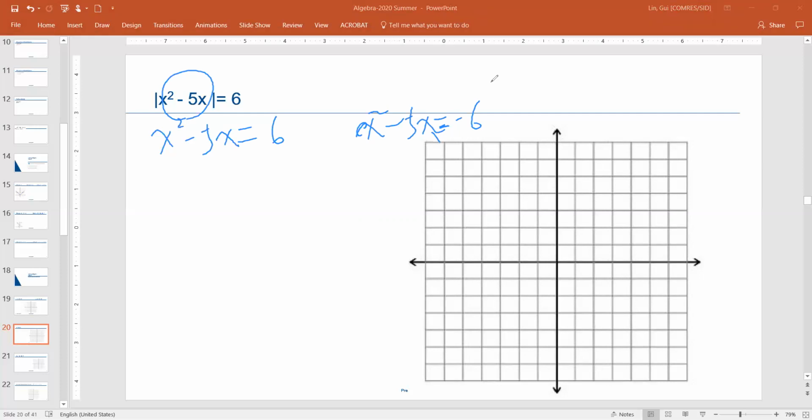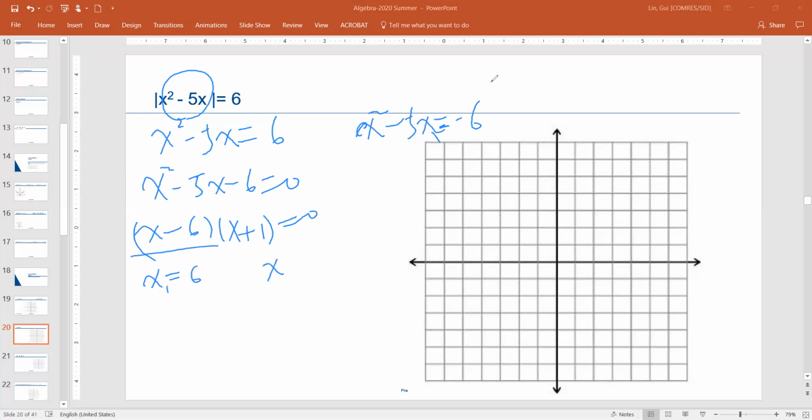So what you get here is x squared minus 5x minus 6 equals 0. This one you guys can definitely do. Use the factor method: x minus 6, x plus 1, so you can get 0. So x equals, using the zero factor method, x equals 6 and x equals -1. We have two answers here.